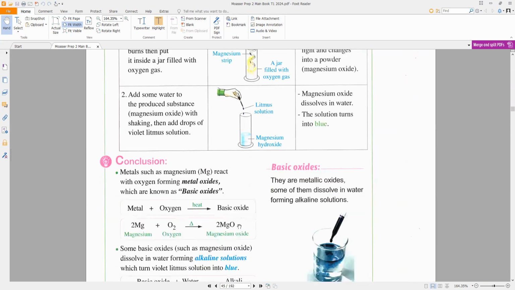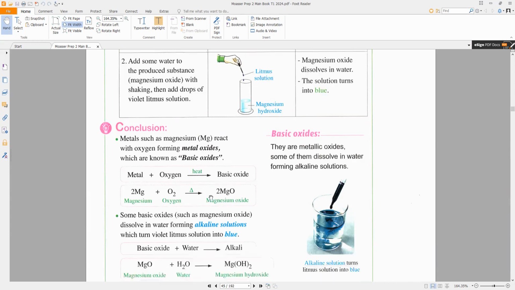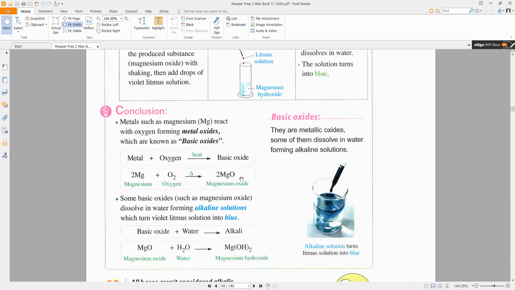This white powder is called magnesium oxide. When magnesium reacts with oxygen, it forms magnesium oxide. We call it a metal oxide because it is from the magnesium metal, and also called a basic oxide. We call it a basic oxide because when we add water to the magnesium oxide that formed, it forms a solution called an alkaline solution, because it is an alkali base, because it has hydroxide.